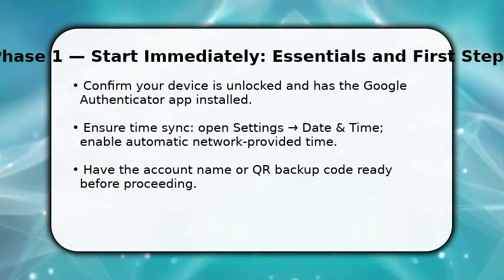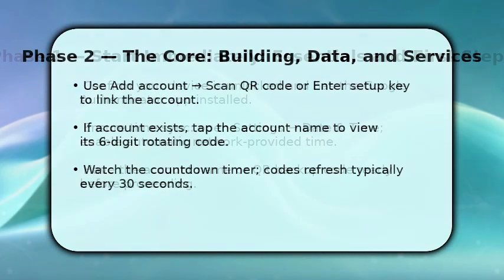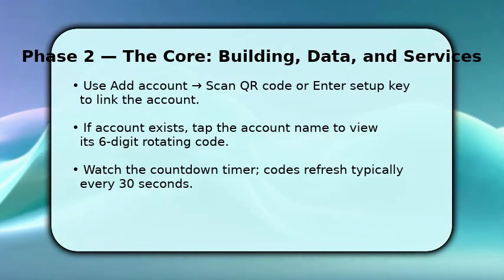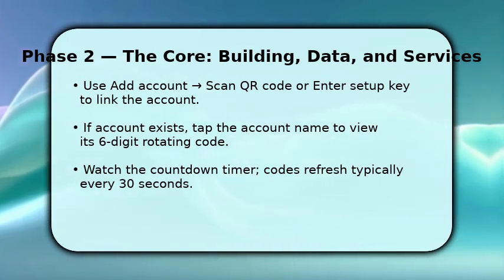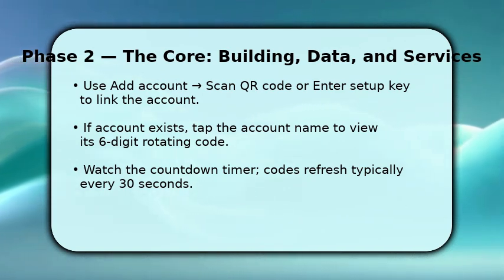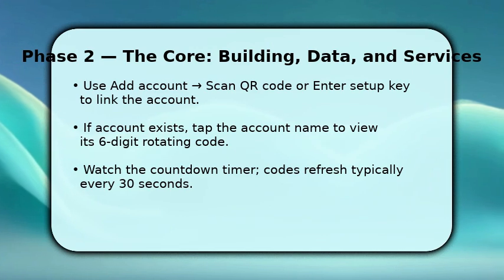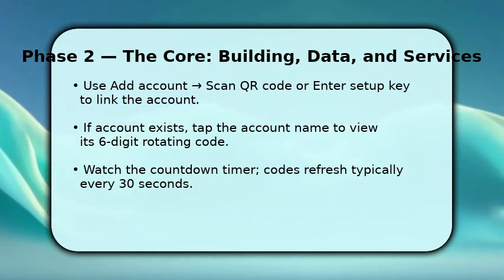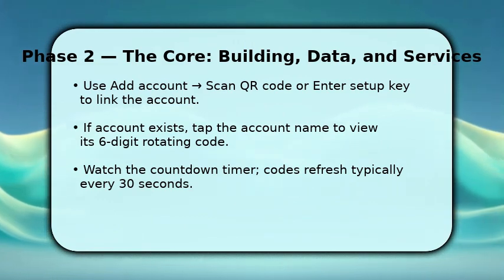Now add or retrieve the code. Choose Add Account, then scan the QR code from the service or enter the setup key manually. This binds the account to Authenticator. If the account is already present, tap it and read the 6-digit code shown. Notice the circular timer bar or numeric countdown, since codes rotate every 30 seconds. Make sure you enter the code into the service before it expires, and if entering manually, double-check you type the setup key correctly. Finish by entering the displayed 6-digit code into the service and submitting it immediately.